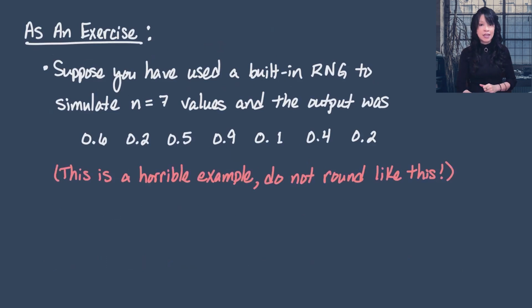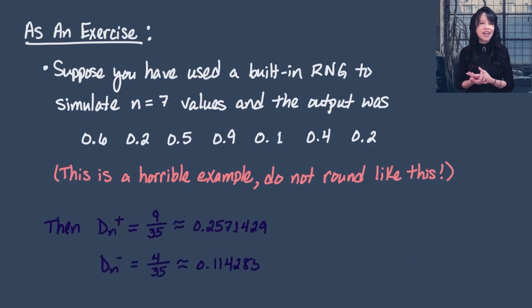I computed Dn plus and Dn minus. I actually kept all these fractions, like this is 6/10, 2/10, etc. And I got Dn plus as 9/35 and Dn minus as 4/35. So if you want to try it and you get those numbers, then you know exactly how to compute these two things. Dn plus is approximately 0.257 something, and Dn minus is approximately 0.114 something. And so Dn, being the maximum of these two, is approximately 0.257 something.